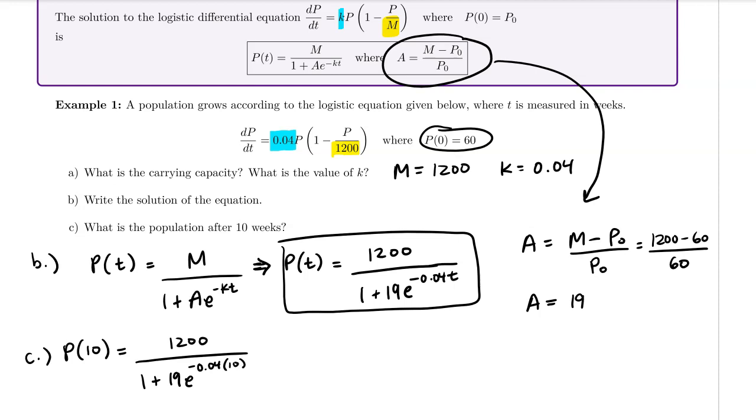And so anywhere I see a t, I'm replacing it with 10. Now, if you didn't have a calculator, you could just leave it like that. I have access to a calculator, and so if you throw that into your calculator, you find that the population that we're measuring is approximately 87. And it doesn't really say what kind of population we're measuring. We don't know if it's bacteria or people or some type of animal, so I'm just going to put 87 units. And that's it for example 1.